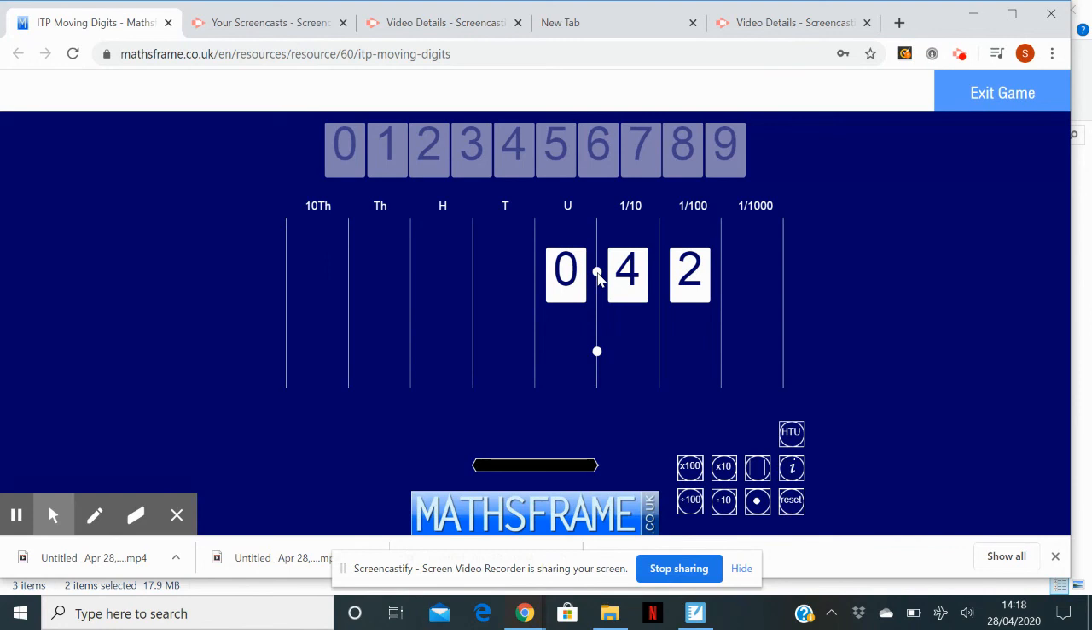So important things to remember: when we times by 10, we move up one place value column. When we times by 100, we move up two place value columns. Dividing by 10, they move down one place value column. Dividing by 100, they move down two place value columns.